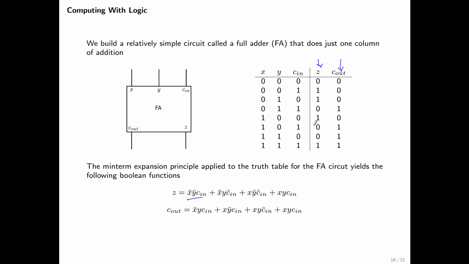Well, it's very simple. You focus on this column, and we get rid of all these rows because those have a 0 for output. And for the remaining rows, you build a min-term. So how do you build the min-term for this one? Well, it is x bar because x has a value 0, y bar because y has a value 0, and cin because cin has a value of 1, combined using the AND operation. So that's how you build these min-terms. And then once you have them, you combine them using the OR operation. Okay, and once you have done that for z, you do the same thing for C out.